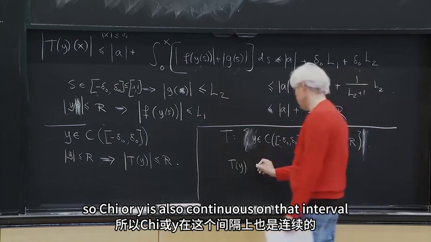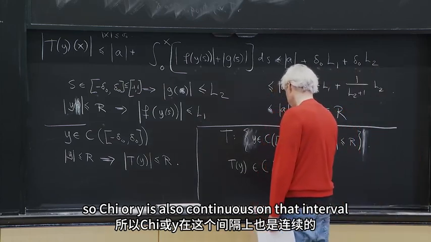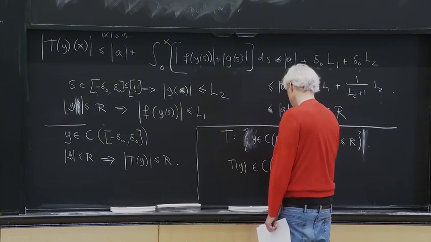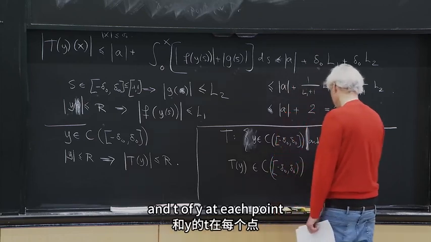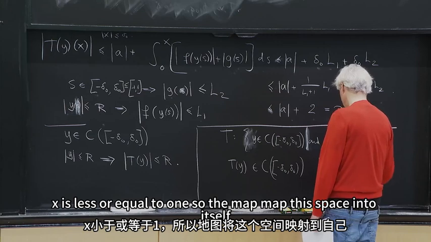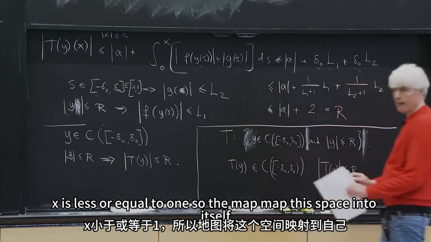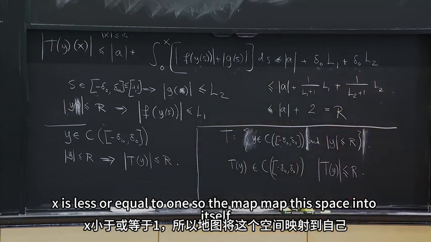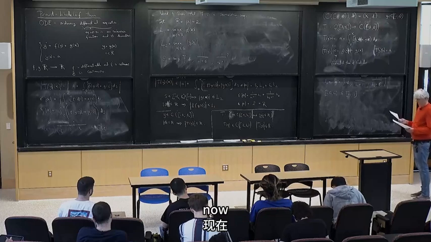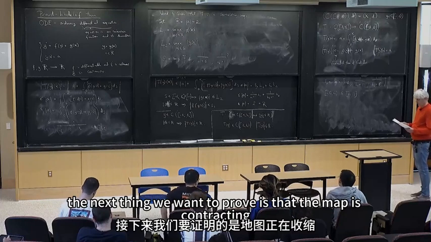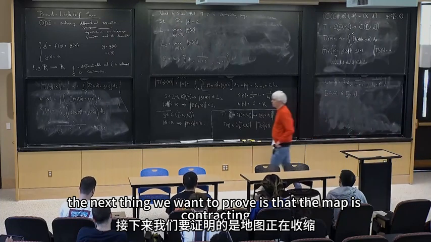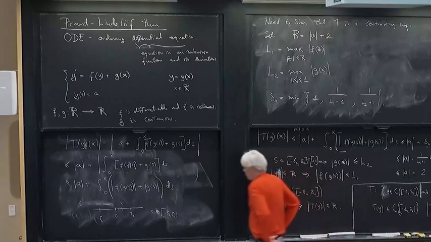So t of y is also continuous on that interval, and t of y at each point x is less or equal to r. So the map takes this space into itself, okay? Now, the next thing we want to prove is that the map is contracting, okay?